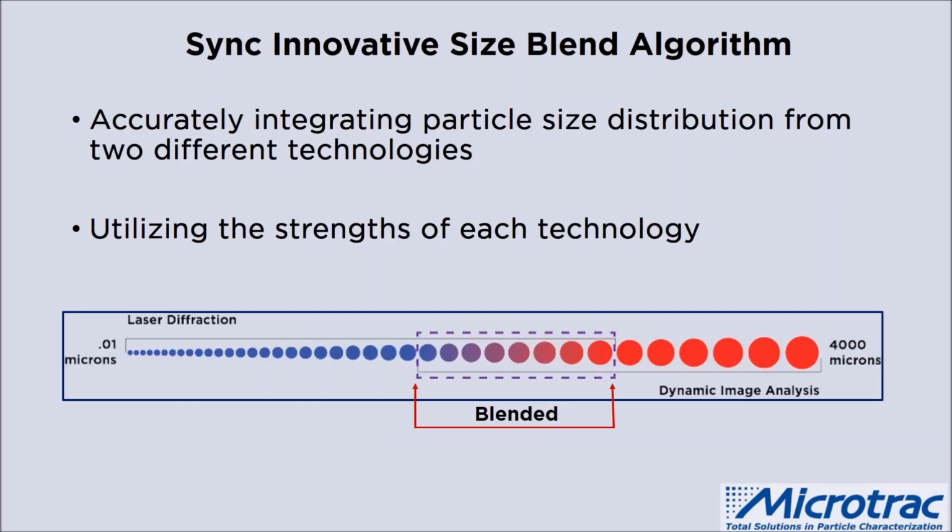The Sync uses a unique blend algorithm to calculate a size distribution which seamlessly combines the results of both the laser diffraction and image analysis technologies in the size range where they overlap. And again, it can provide a size range from 0.01 up to 4,000 microns.